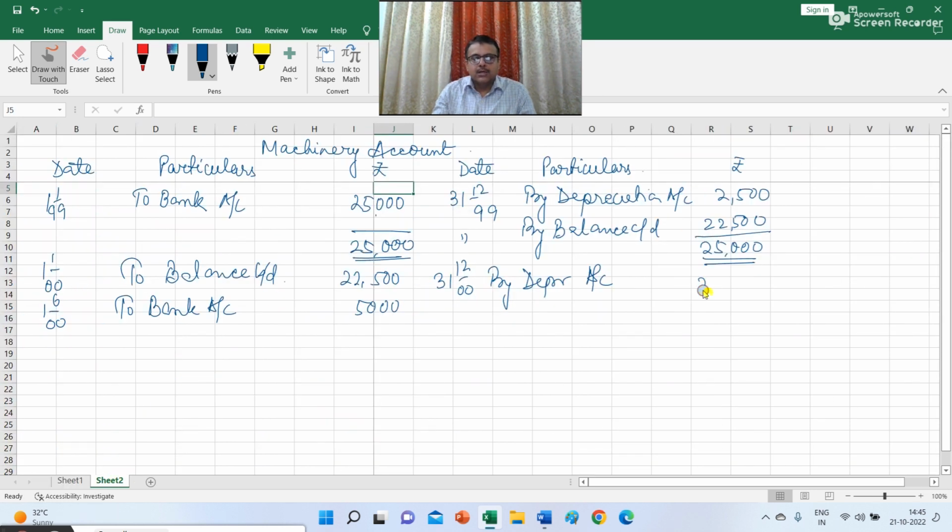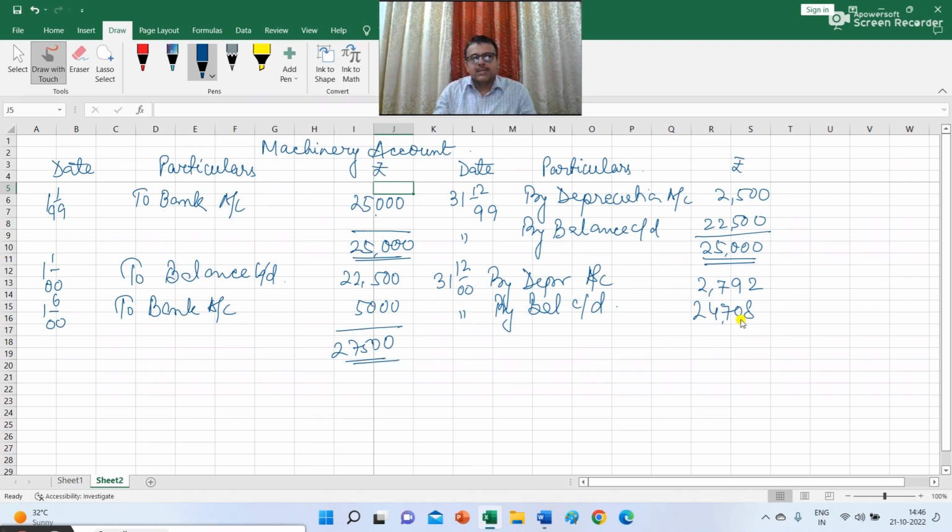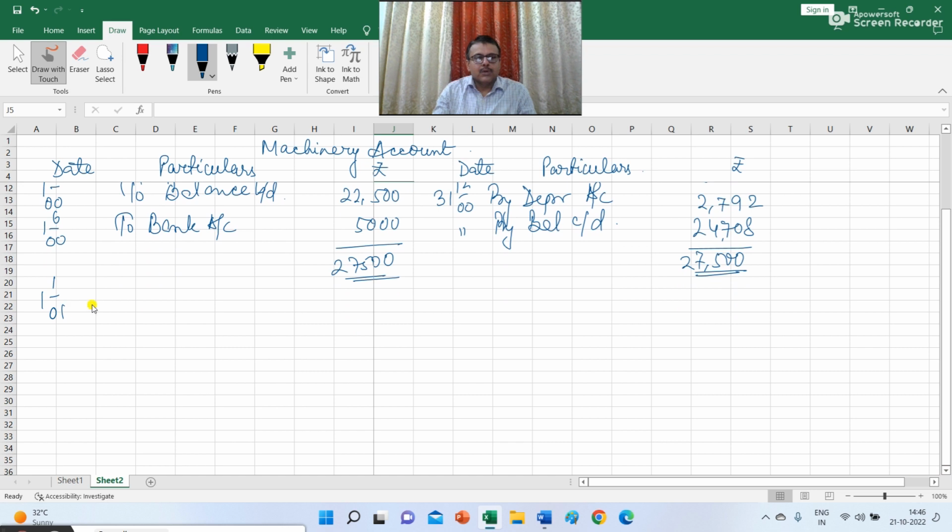So we will write here 2792, and the written down value on 31st December 2000 will be 24,708. If you add up these 3,200 plus 16,800 plus 4,708, it will get 24,708. Now on 1st January 2001, to balance BD, this is the written down value, that is 24,708.